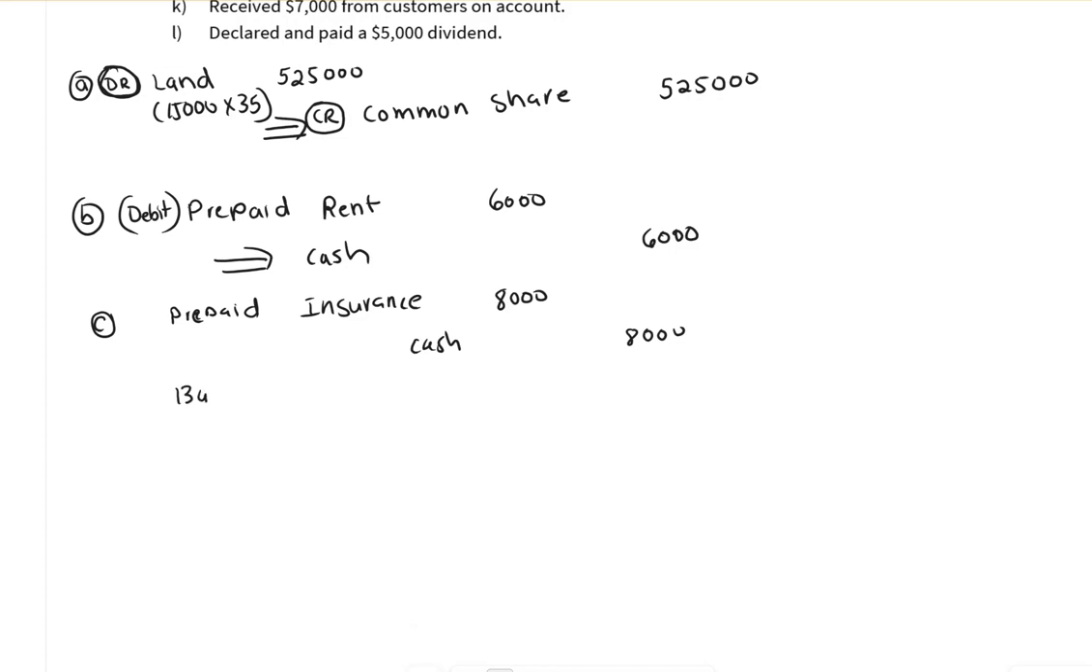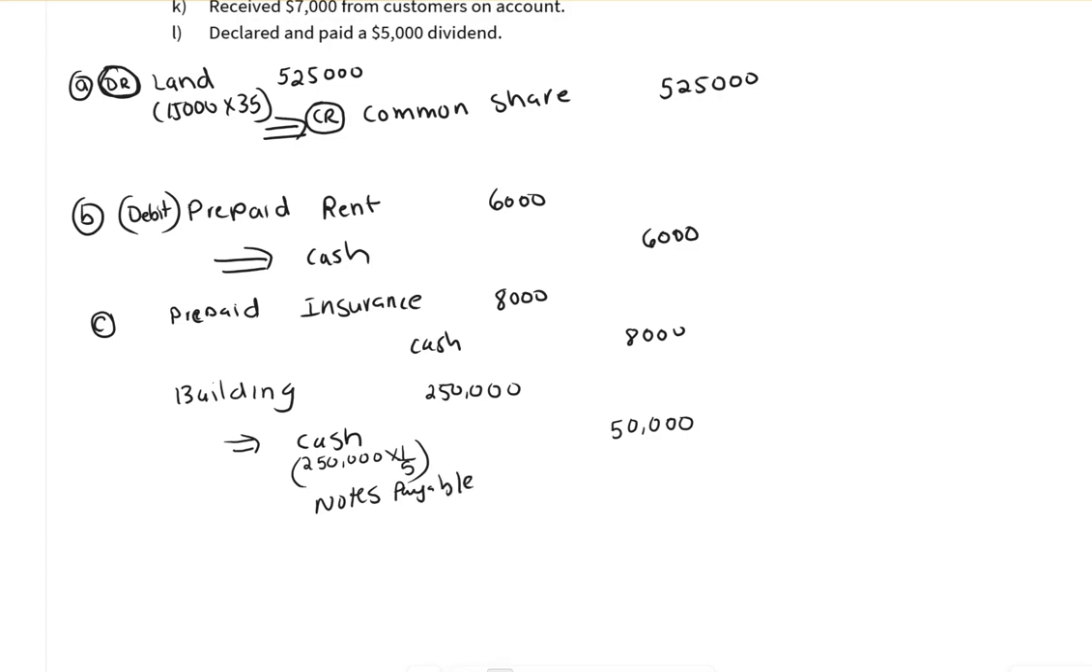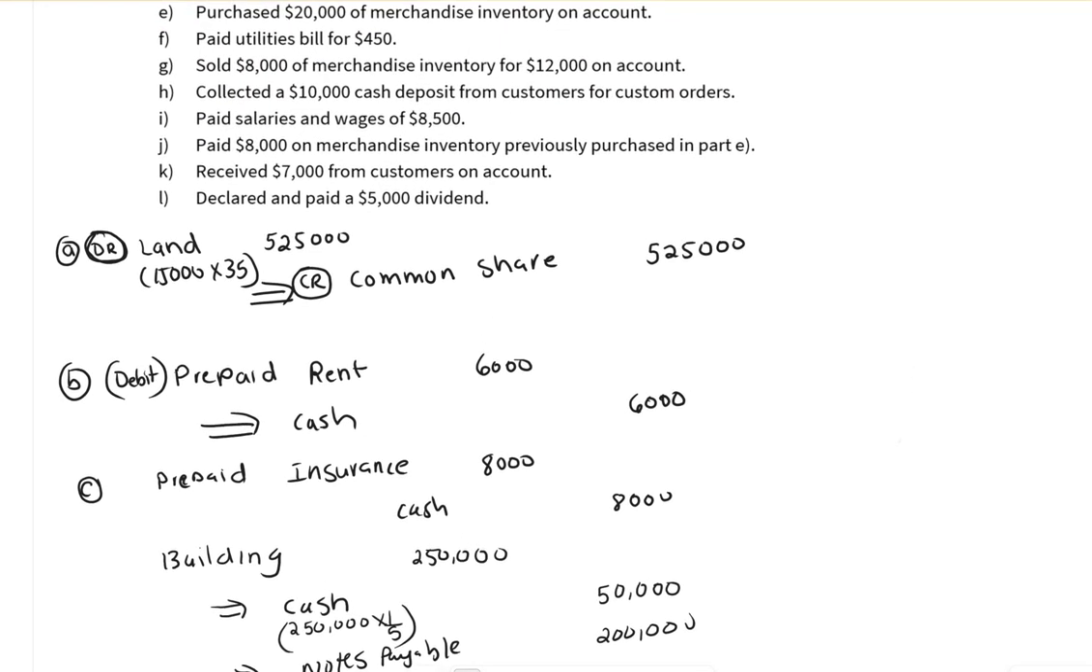So what we did is we bought a building. Building is your asset. Your asset is going to go up, and that will be $250,000. We paid some cash. Cash will be a credit, and we indent it. We paid 1/5 of it. So we take $250,000 and multiply by 1/5, which gives me 50,000. The rest will be called notes payable, and that will be 200,000. They are both indented, which means they are credits.